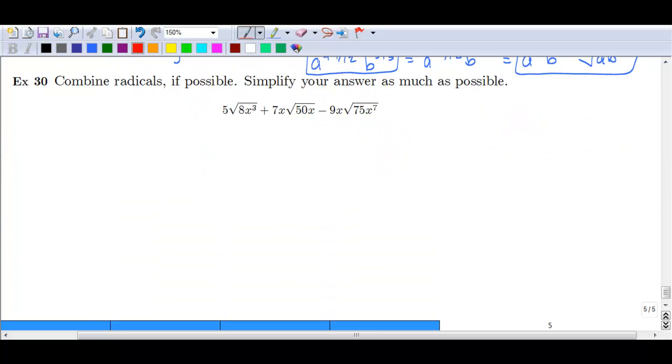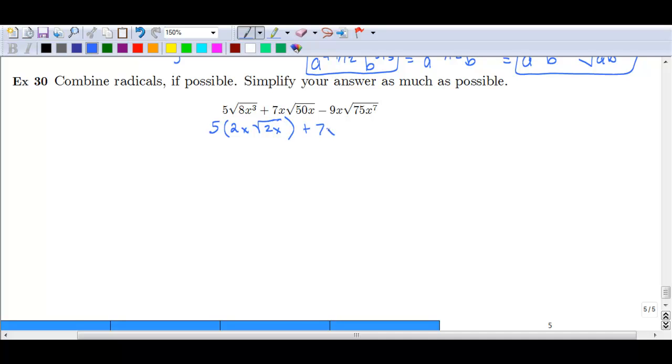Now on this final example, we're going to look at addition of radical terms. What we always want to do first is to simplify any radicals just like we did before. So in this case, when we look at the square root of 8x cubed, we're going to have that 5 come along. And then we've got the square root of 8, which is 2 root 2. And then we've got x cubed, so that's going to be an x, and an x stays under the radical.